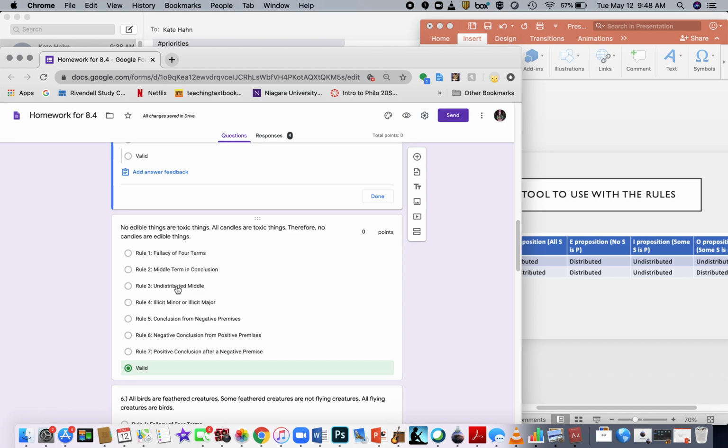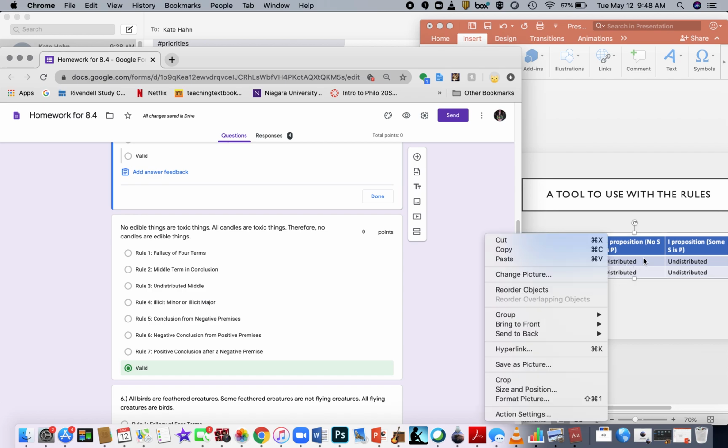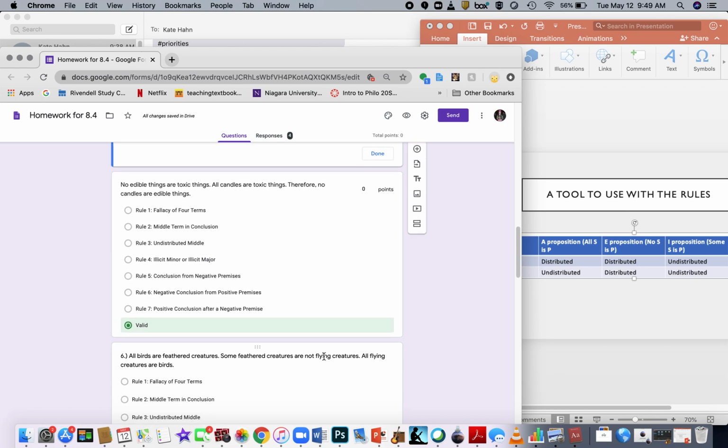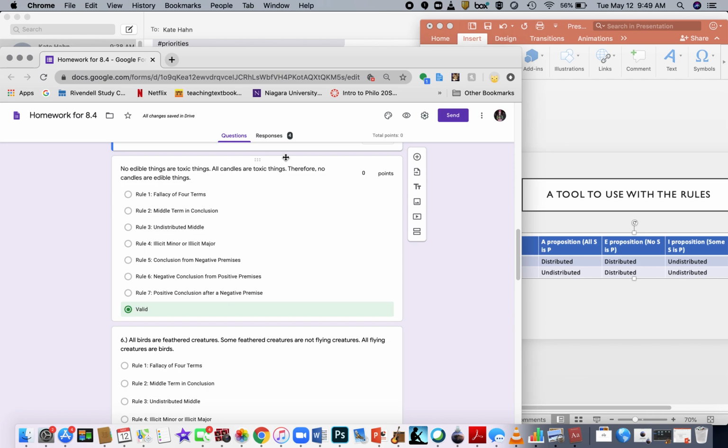One more. Let's look at middle term being distributed. So this rule 3 tells you that the middle term has to be distributed at least once in the premises. And here we have our toxic things, and it is the predicate of an E proposition in the major premise. And let's go over to our E proposition. And, whoops, sorry. E proposition, both distributed. So you've satisfied this, that the middle term is distributed at least once. That's all you need. So that's a valid syllogism. You can go through the other ones as well.